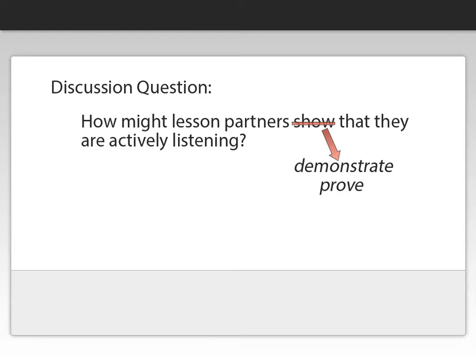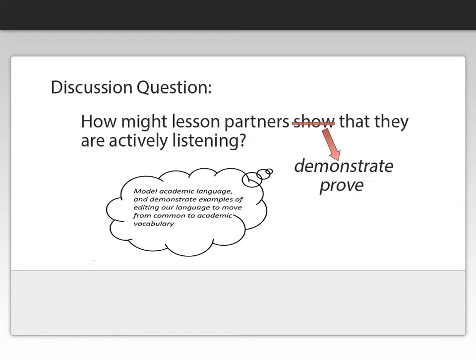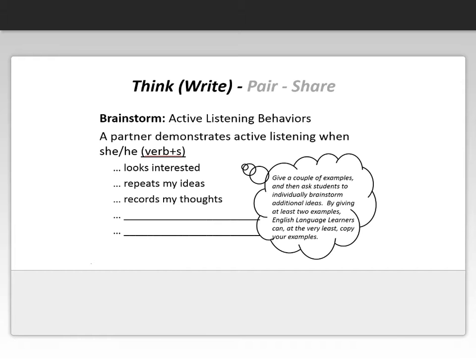It's important in this model to model academic language and demonstrate examples of editing our language to move from common to academic vocabulary. In the Think, Pair, Share sequence, students should take some time to write ideas that are evidence of their thinking before they share.